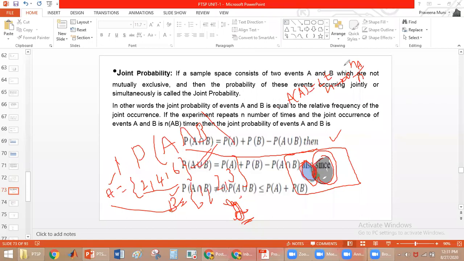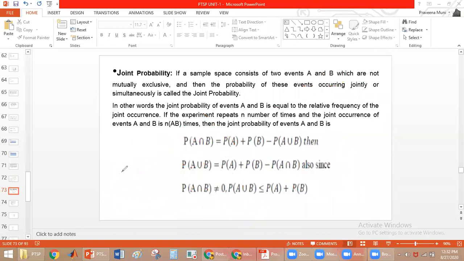So we will be conducting the experiment n number of times and checking for how many times the event A occurred. Then probability of A can be written as the limit n tends to infinity, number of times event A occurred divided by n. Yes or no? The same procedure we use to find the joint probability. Here the experiment is conducted n number of times, and we check how many times the joint occurrence of events occurred.